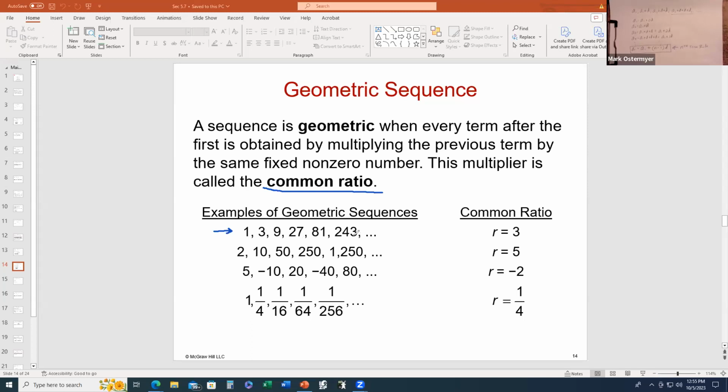The answer is yes, because if I take 3 and divide it by the previous term of 1, that ratio is going to be equal to the ratio if I take 9 and divide it by the previous term of 3, which is going to be equal to the ratio if I take 27 and divide it by the previous number, which is 9, which is equal to the ratio of 81 divided by the previous term in this sequence, which is 27. All these ratios appear to be giving us what? 3. So we would say this is a geometric sequence with a common ratio of 3.